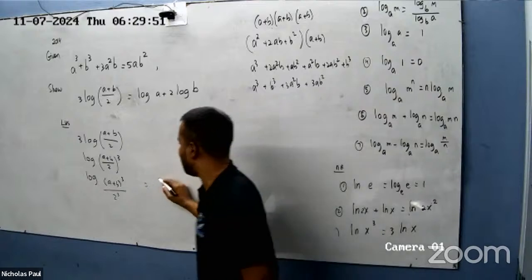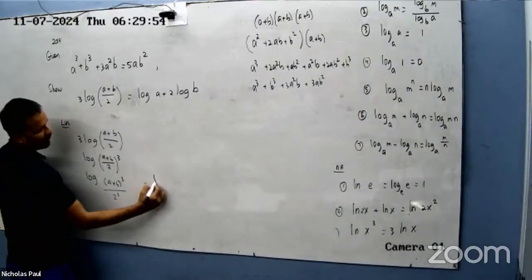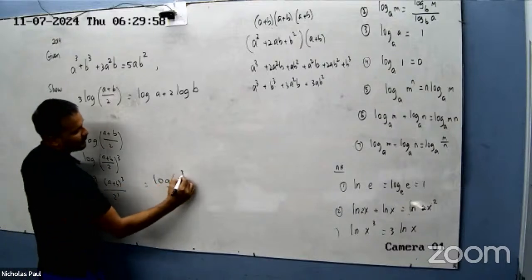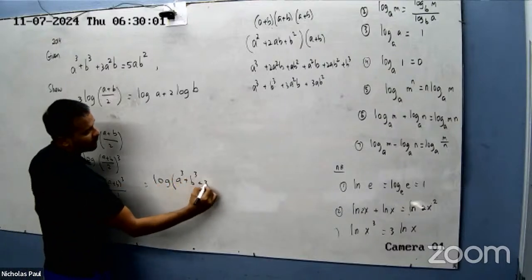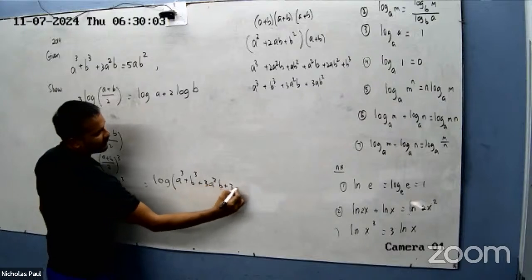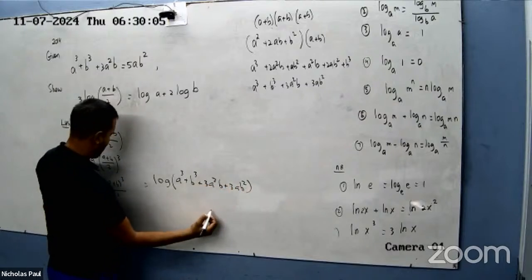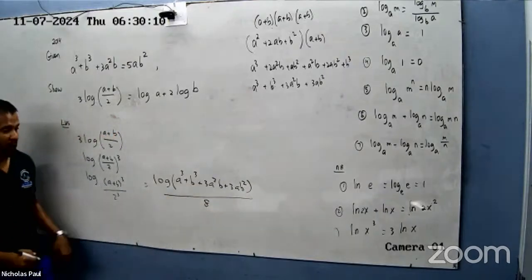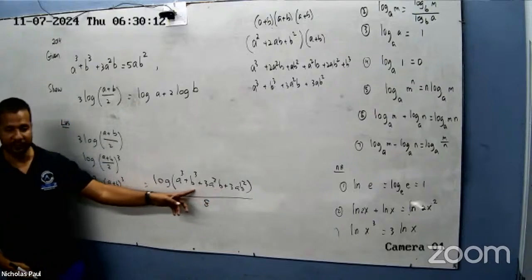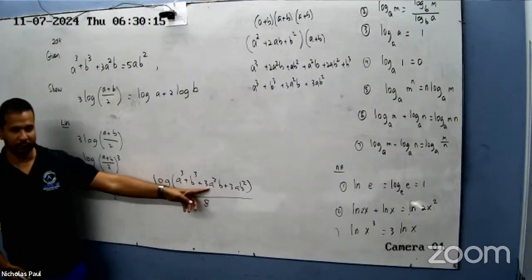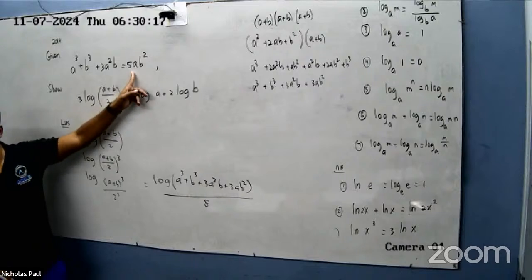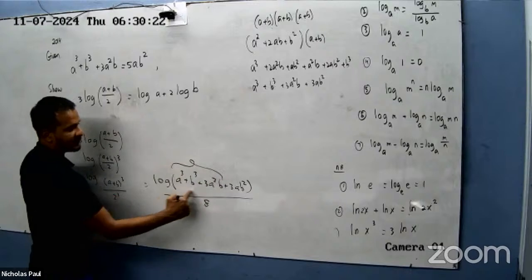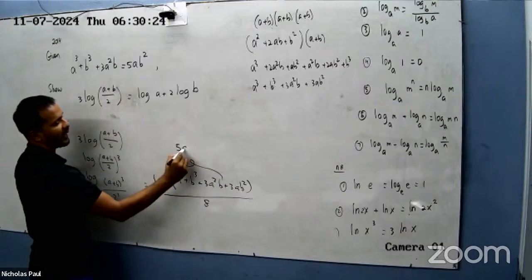So you will end up with log of (a cubed plus b cubed plus 3a squared b plus 3ab squared) all over 8. What is this equal to? Shivish, what is this equal to? This whole thing here, up until right there, is equal to 5ab squared.